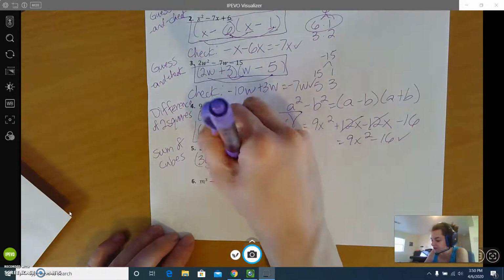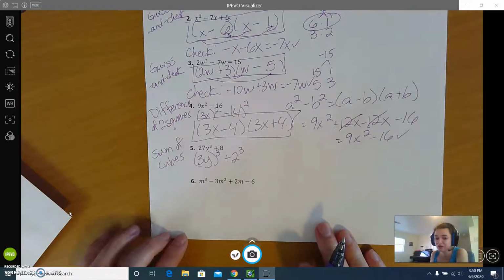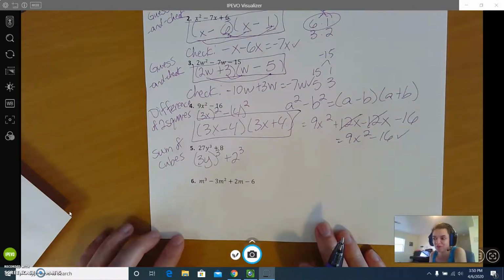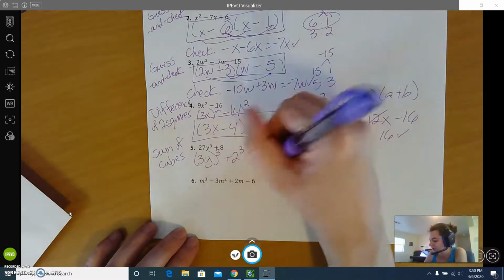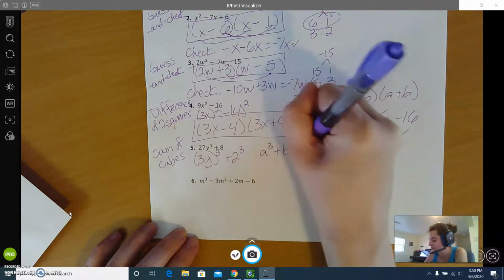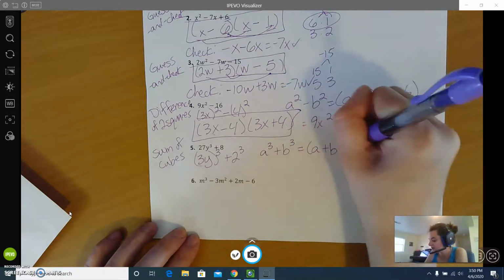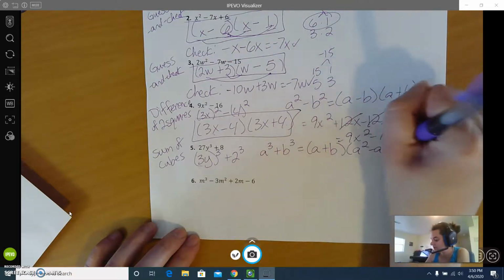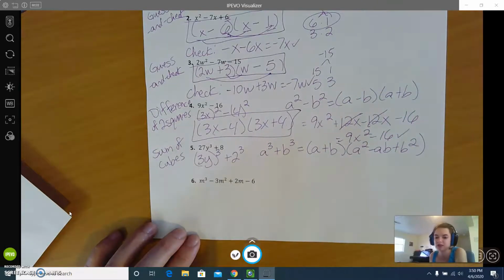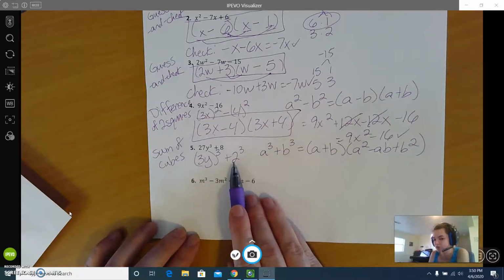8 is the same thing as 2 to the third. The general format, and I'm sorry to tell you, you're probably going to want to memorize this, is if you have a perfect cube, so I'm going to do a cubed plus b cubed. How that always factors is a plus b in the first parenthesis, a squared minus ab plus b squared in the second parenthesis. So for us, our a value is 3y, our b value is 2.